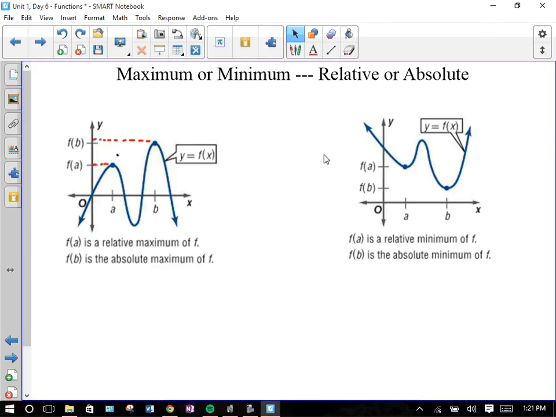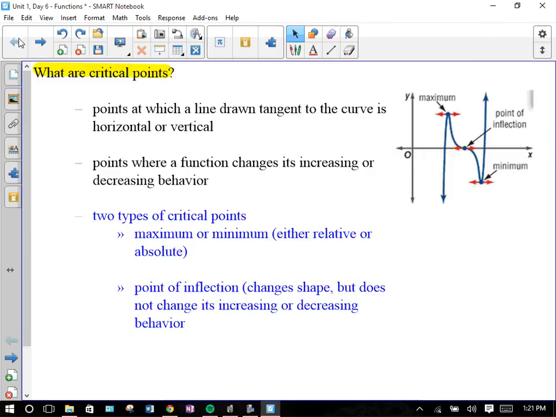So then what you can say is, if I ask you, go back and look at this graph. This graph, the end behaviors are opposite. As x approaches negative infinity, y approaches negative infinity. And as x approaches positive infinity, y approaches positive infinity. So since the end behaviors are different, there's not going to be an absolute maximum or minimum.